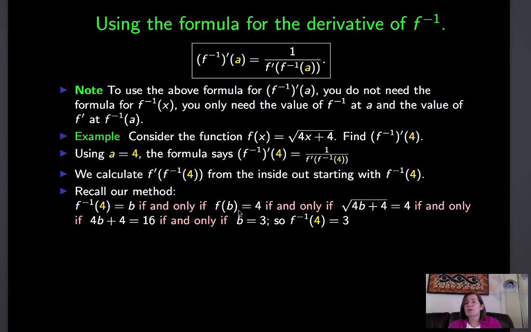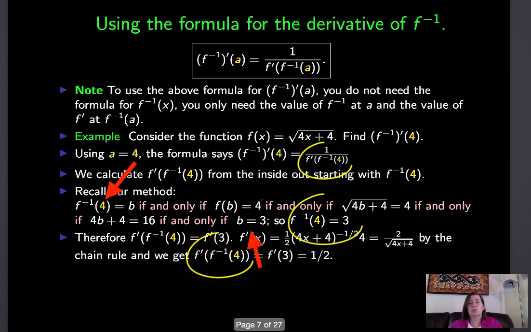We say f inverse of 4 equals b is the same as saying f of b is 4, which translates to saying that the square root of 4b plus 4 is 4. Now we need to solve for b in that equation, so we square both sides to get rid of that square root, and we get 4b plus 4 is 16, and finally that gives us that b is 3. So now we have f inverse of 4 equals 3. So that's our first step.